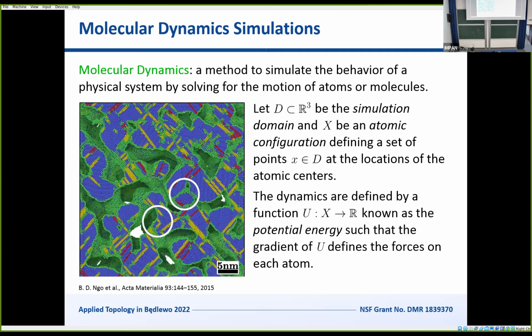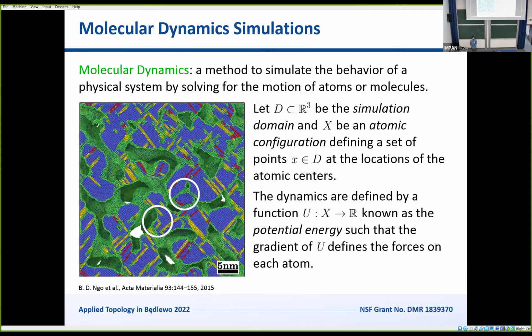Right. So we have a potential energy function U, and this is a scalar function. It goes from the atomic configuration into the reals. We talk about the scalar values of potential energy. And if we take the gradient of this function, the gradient of the potential energy, that's going to describe the forces on each one of the atoms.